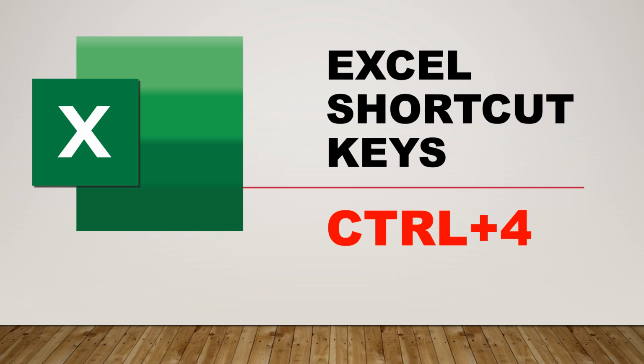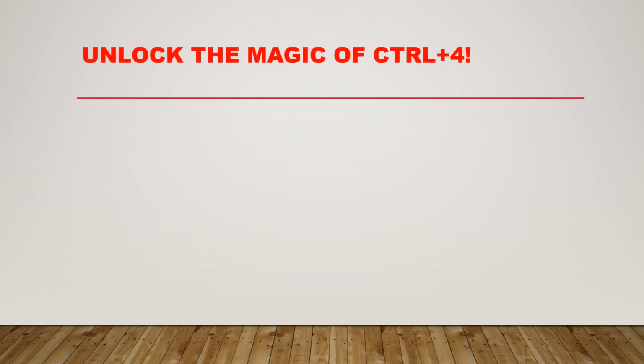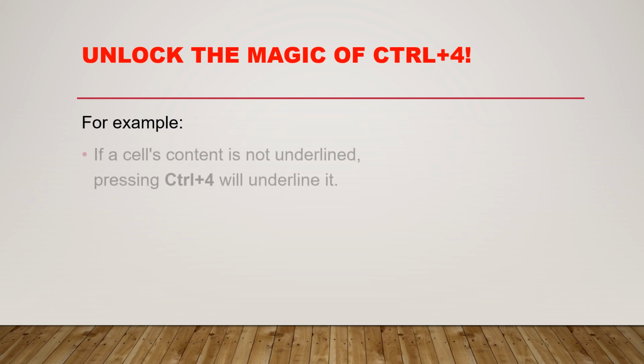Today, we're diving into a quick yet super useful shortcut that you might not be using enough. Ctrl plus number 4. Formatting your data doesn't have to be a hassle. With Ctrl plus 4, you can instantly toggle underlining for any text or number in your spreadsheet. Let me show you how it works.